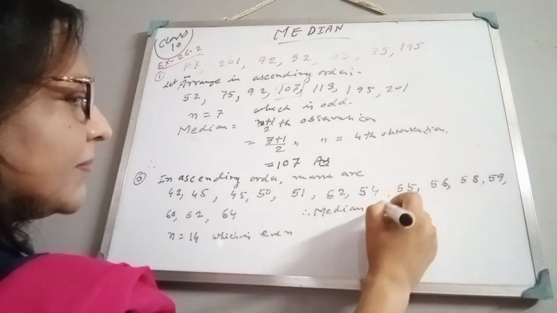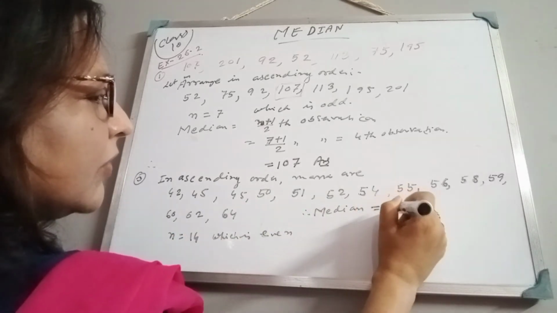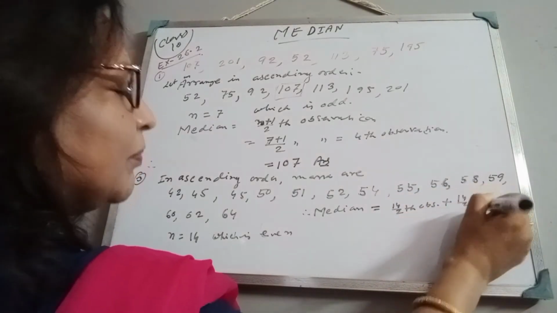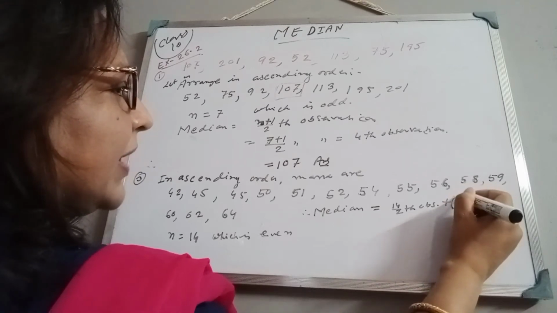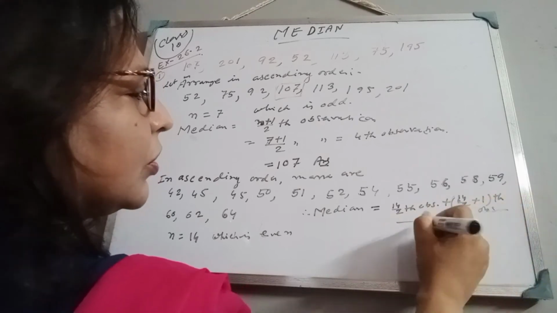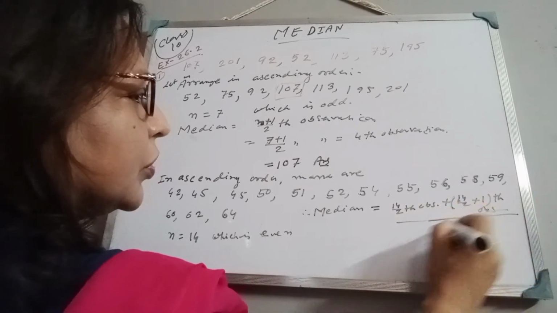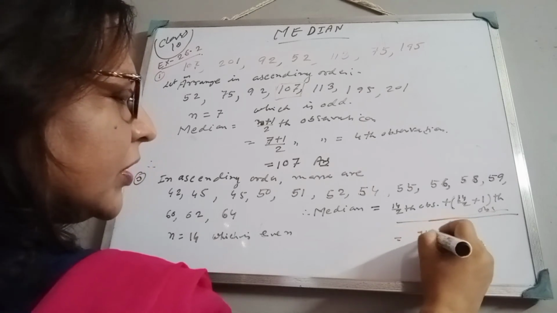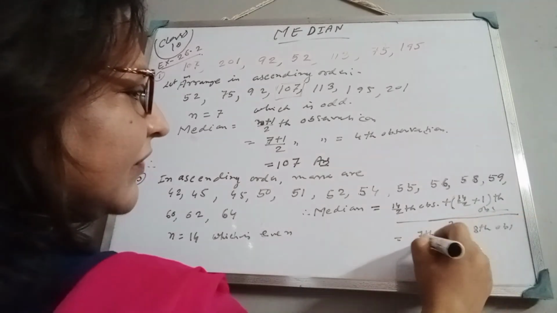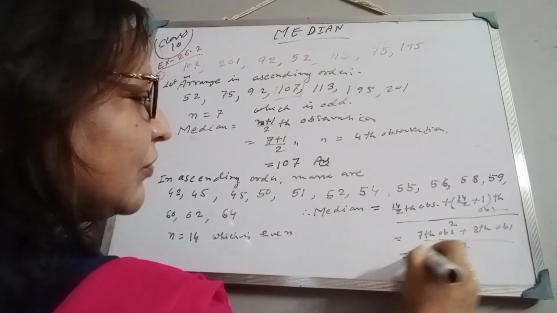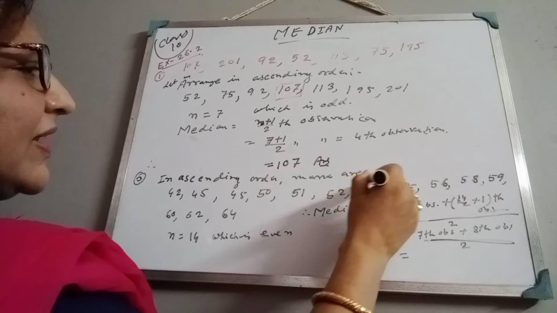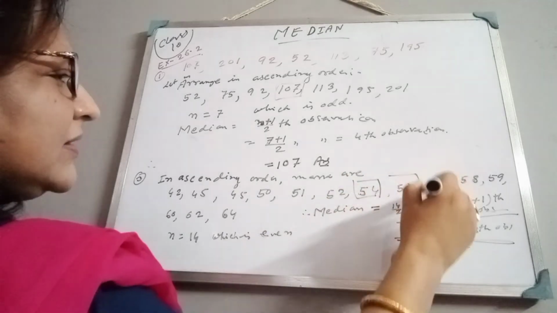plus the (n by 2 plus 1)th observation, whole divided by 2. So 14 by 2 is 7, so the 7th observation plus the 8th observation, divided by 2. What is the 7th and what is the 8th observation? Count: 1, 2, 3, 4, 5, 6, 7. The 7th is 54 and the 8th is 55.